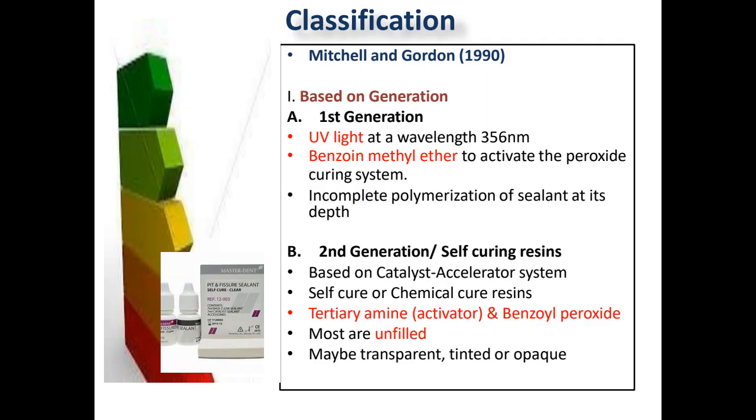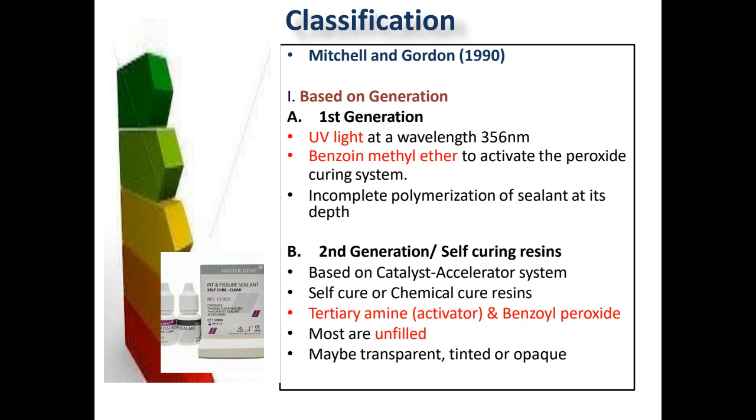Now come to the classification of pit and fissure sealants. According to Mitchell and Gordon in 1990, they have been classified into three types: based upon generation, based upon the filler content, and based upon the color. Coming to the generation, they are classified into four subtypes: first generation, second generation, third, as well as fourth generation.